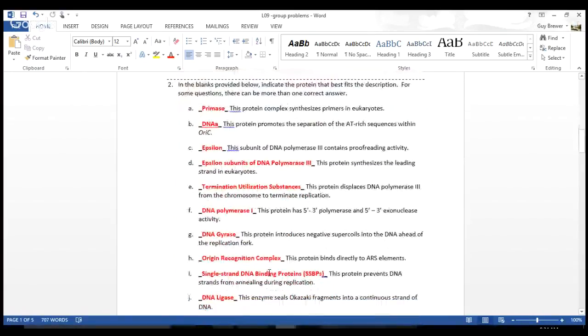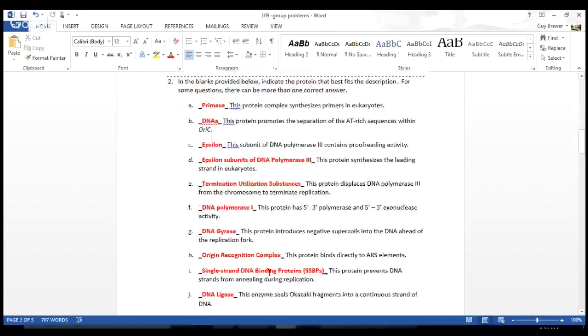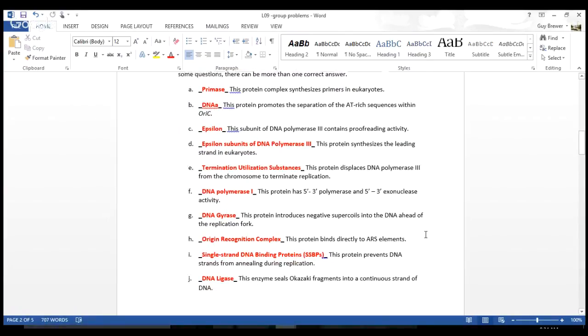All right, so number 2 is just find the terms. So we got primase, this protein complex synthesizes primers in eukaryotes. DnaA is the protein that promotes the separation of the AT-rich sequences within oriC. Epsilon is a subunit of DNA polymerase 3 that contains proofreading activity. And then the epsilon subunit of DNA polymerase 3 is the protein that synthesizes the leading strand in eukaryotes.